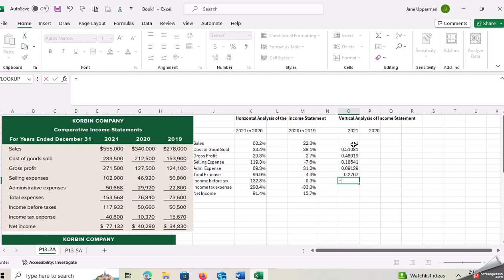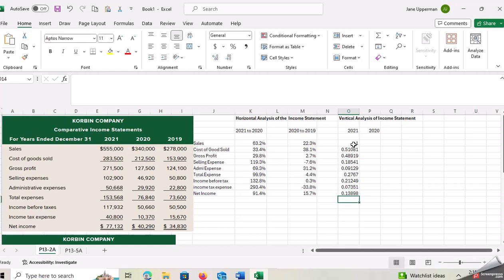So our income before tax is 117,932 divided by 555,000. Our income tax expense is 40,800 divided by 555,000. And then finally, our net income, 77,132 divided by 555,000. And again, I can highlight them and say these are percentages, and I want to make them with one decimal so we can see a little more detail.